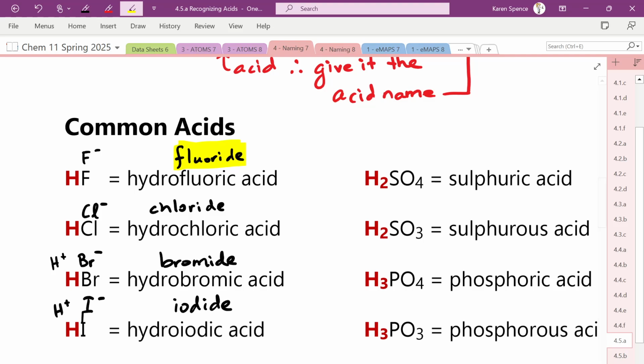We have to put an ick on the end instead of an ide. Okay, so we need to have an ick. What else do we need to have? We need to have hydro. So anytime the anion ends in ide, if its name ends in ide, we put a hydro on the front and an ick on the end.